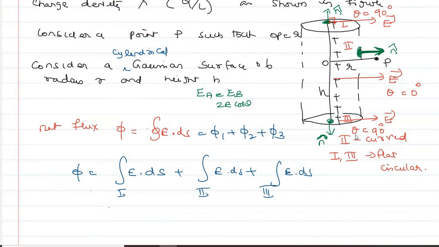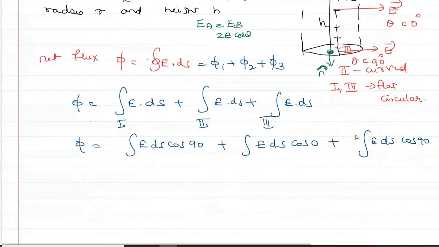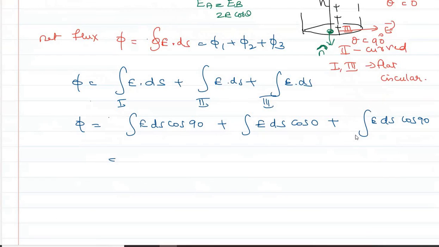Any doubt, you can let me know. Okay, so what is this? Here substitute this E dS cos, what is the value? 90 degrees for the first face. For the second face, it is E dS cos 0. And for the third face, it is E dS cos 90. Is it clear or no? So cos 90 is 0, so this will become 0. Cos 0 is 1, so this will become E dS, and here it will become 0.